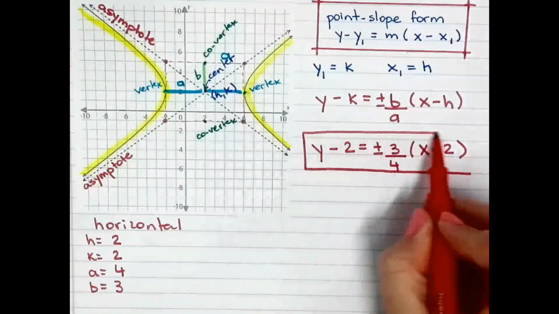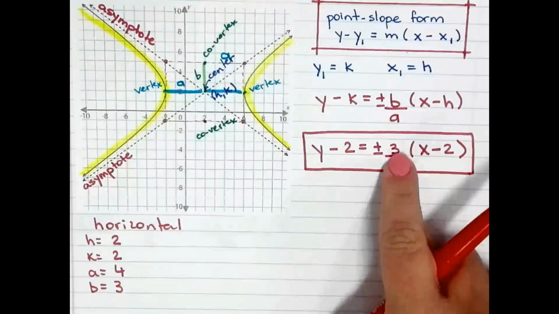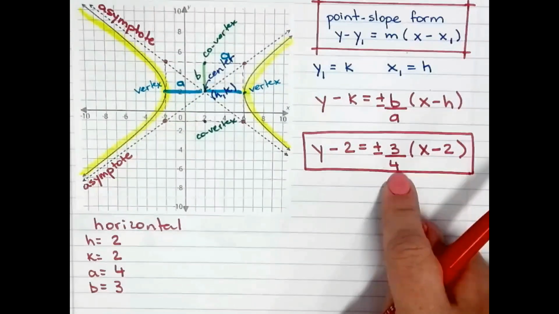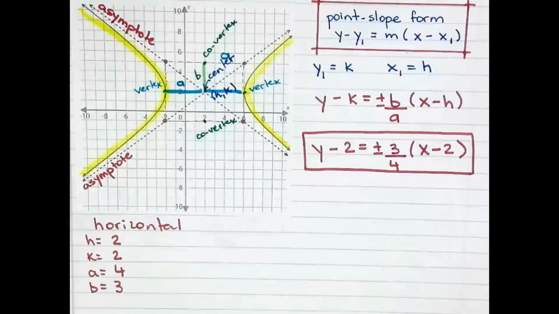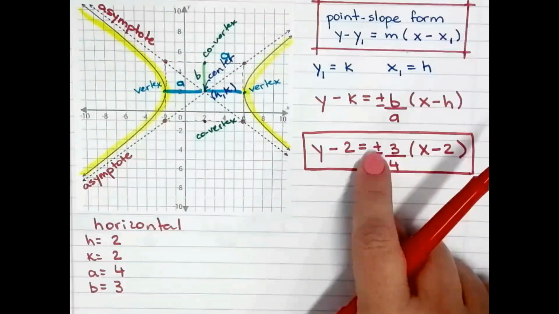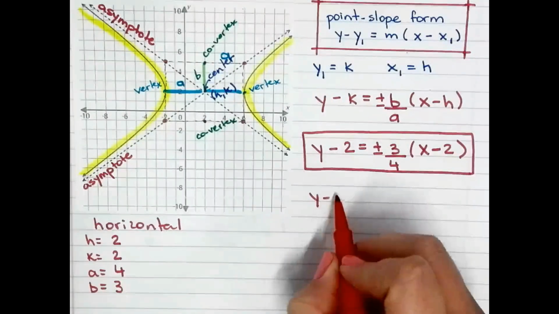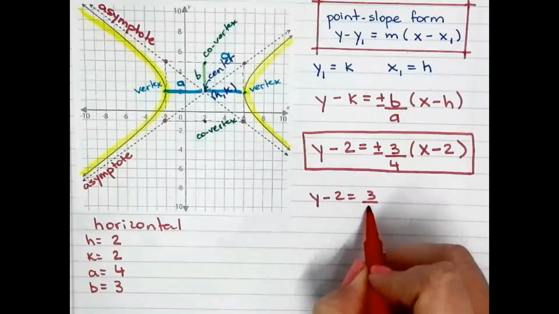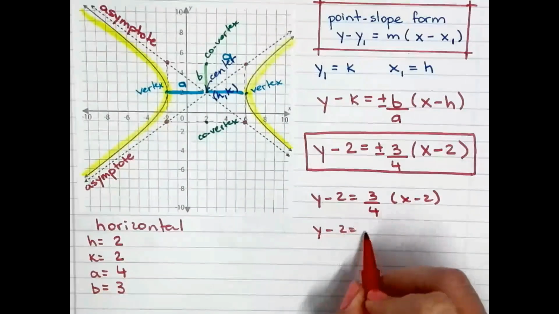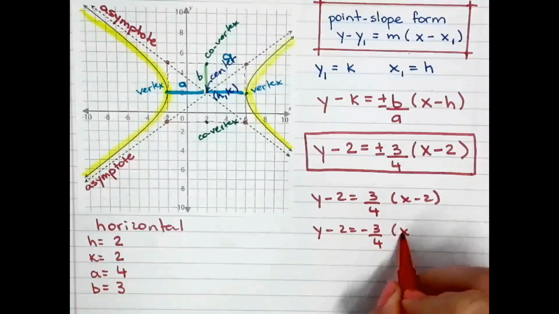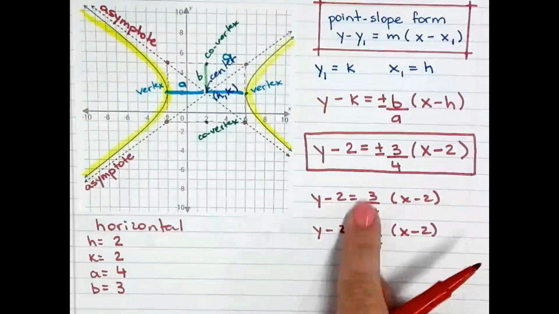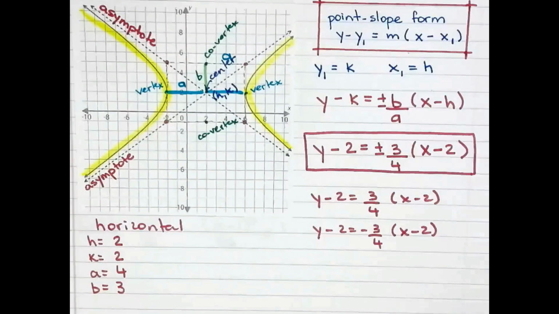Now, if this fraction, you had to simplify the fraction. Okay, you already know this, but I just want to remind you. So some of you might struggle with the plus or minus right there. All that is, it's y minus 2, positive 3 over 4 is the slope, x minus 2, and the other equation is with the negative slope. Okay, you don't have to write out both, but that's what this means right there. Okay, it means 2 different equations.